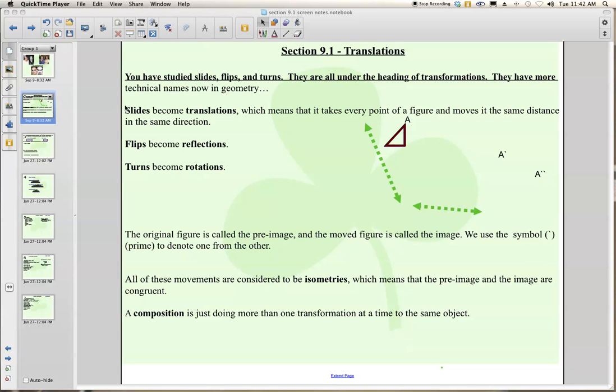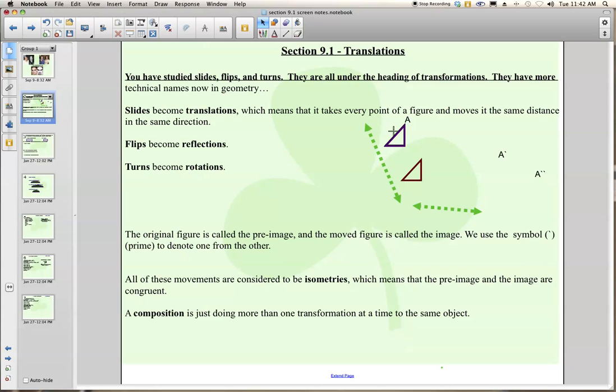When you translate an object, you are simply sliding it. That's what you do. So if the arrow shows the way that I'm translating, then the original point A now becomes A prime because I've moved it. If I were to take this object and move it a second time along the arrow line that I give you, that would be called a double prime. That means that point A has moved two different times in order to get to this spot right here.